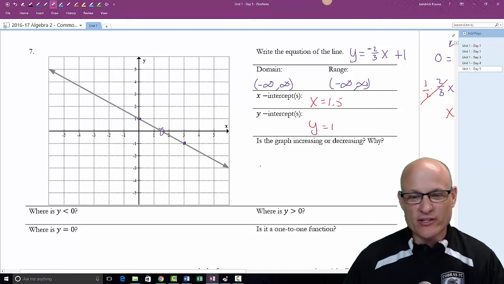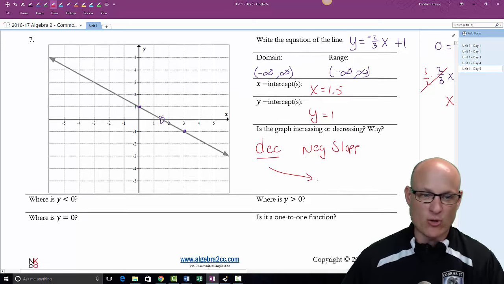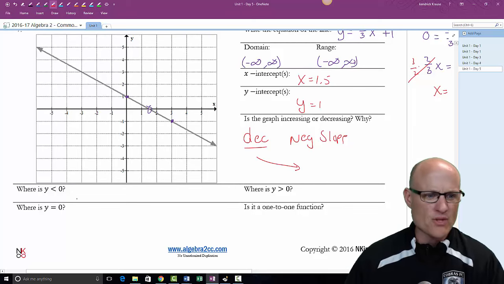Is the graph increasing or decreasing? It's decreasing because it has a negative slope. Or in other words, it's going down. It's always going down, so it's decreasing.